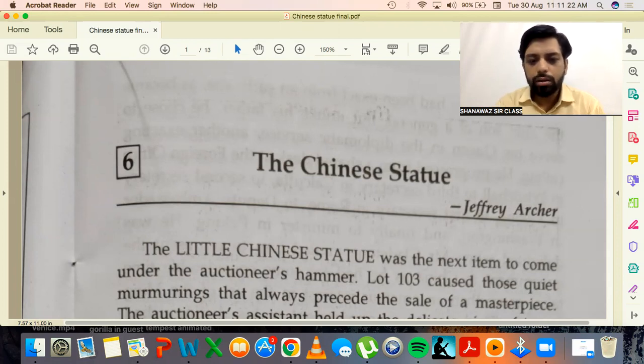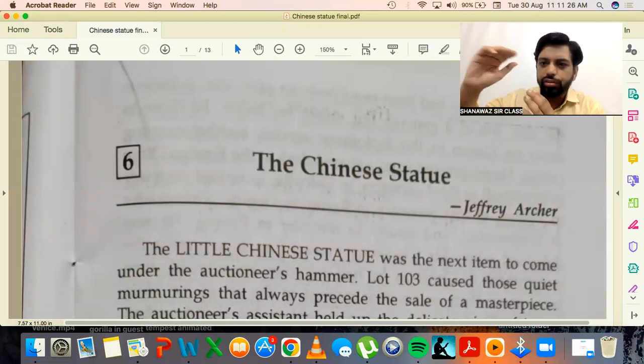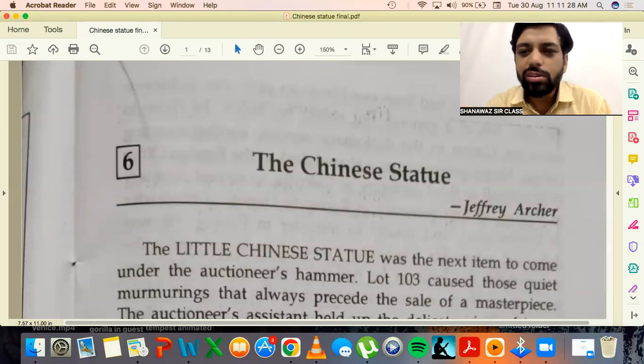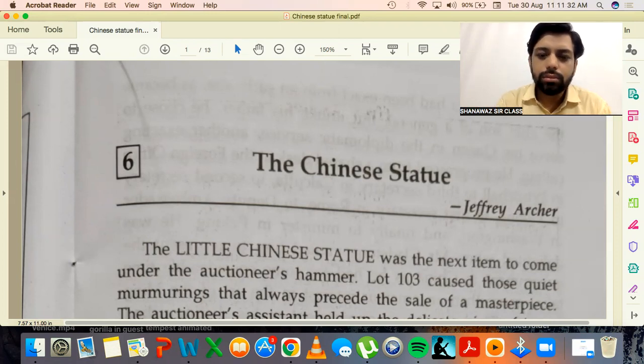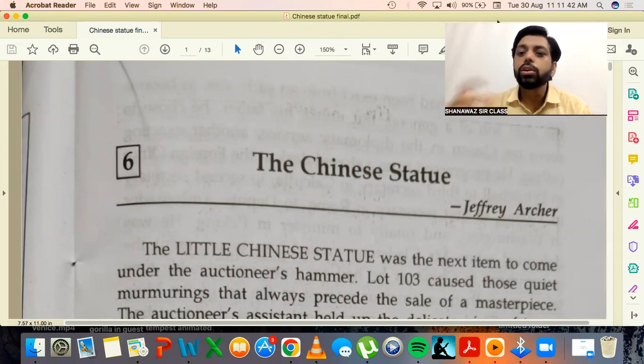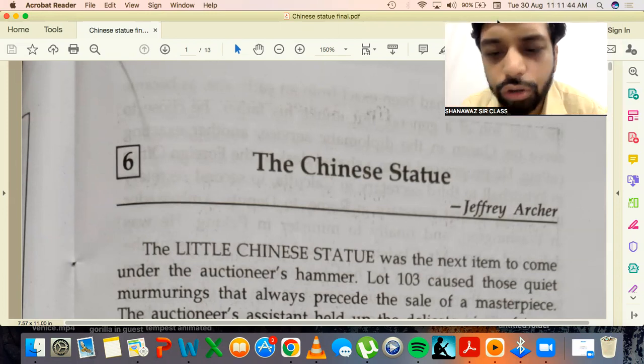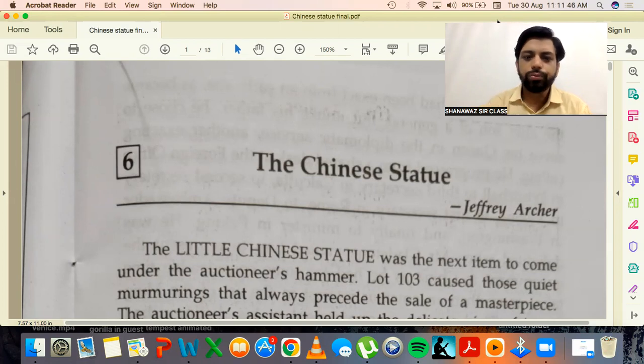And there comes an item, a statue of a Chinese emperor, which is to be sold. But the background of the statue, whose it is, which house it came from, was not known. So narrator Jeffrey Archer, the writer, became a bit curious to know the background of this statue. So the story is in flashback.